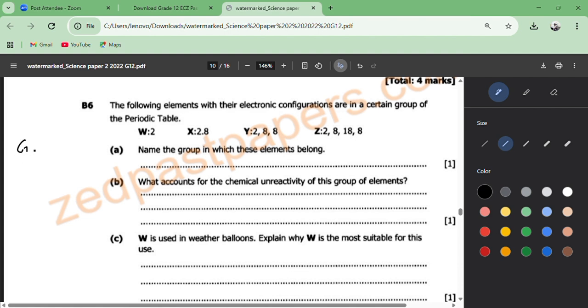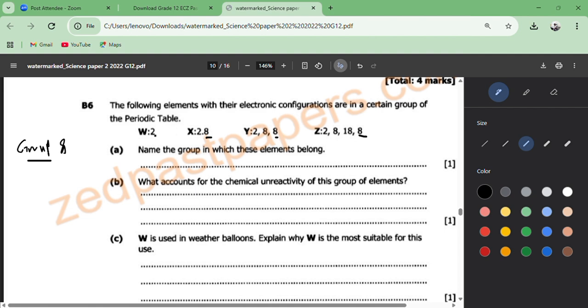Now, if this is group 8, like we've said, what made you identify them? The answer is very much correct. It's group 8, but what made you identify them? Okay, the last number in the outermost shell. So you can see 8, 8, 8.